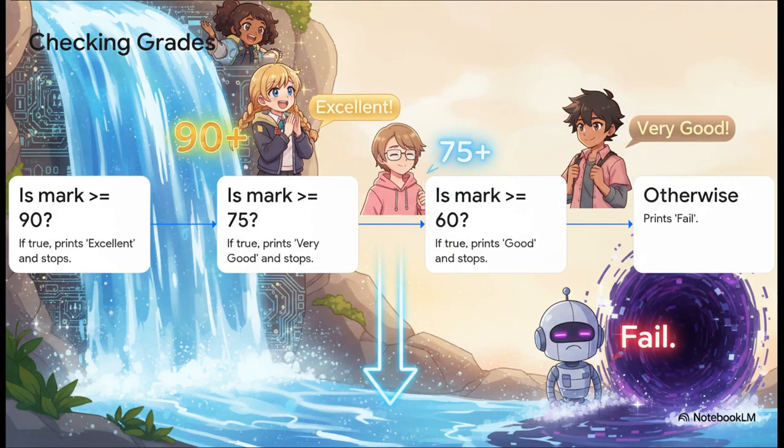The best way to picture this is like a waterfall. The program starts at the very top and checks the first condition. If that's true, it does its thing and then stops. But if it's not, the logic just flows down to the next question and then the next until it either finds an answer that's true or it hits the final catch-all option at the very bottom.